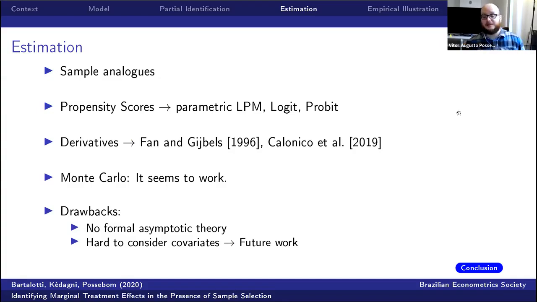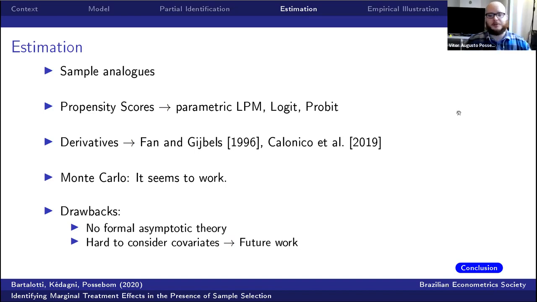There are a few drawbacks. First, we do not derive formal asymptotic theory for our estimators. Actually, even the standard MTE estimators, they do not have a formal asymptotic theory so far. There's a recent working paper by Yuya Sasaki discussing that. But most applied work relies on Heckman's semi-parametric estimator. But Heckman only derived asymptotic theory for the parametric part of the model, and MTE relies on the non-parametric part of their model. So it's still an open question.